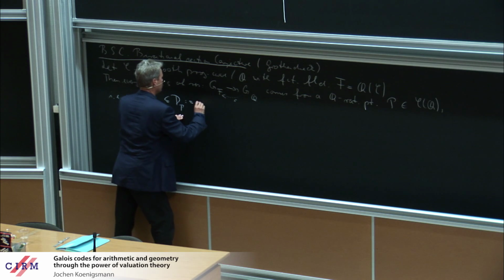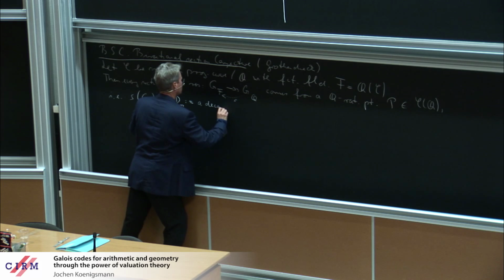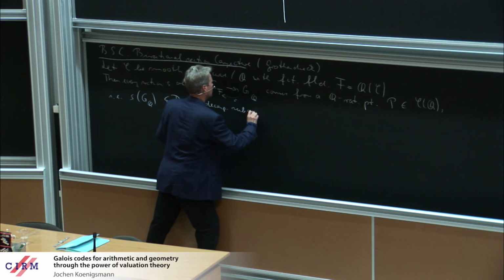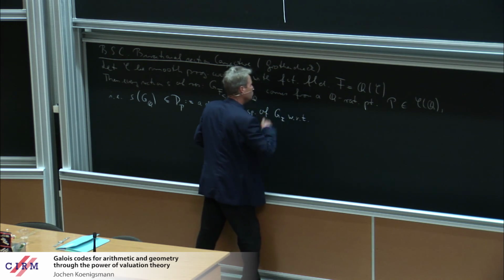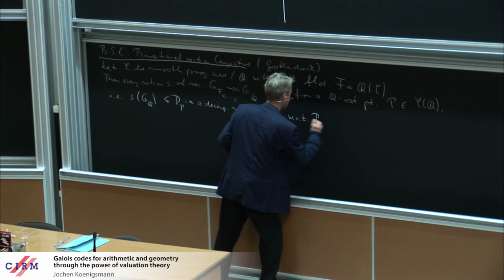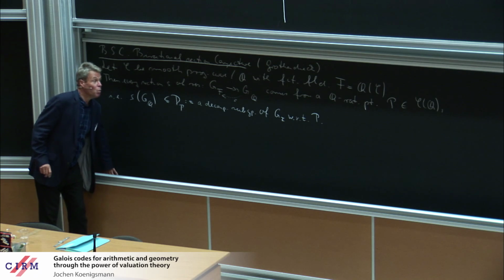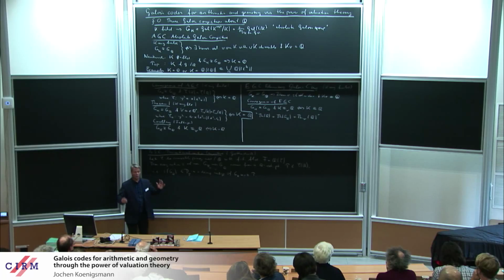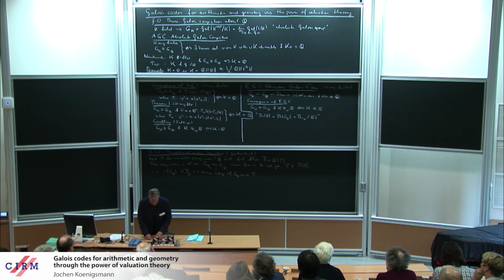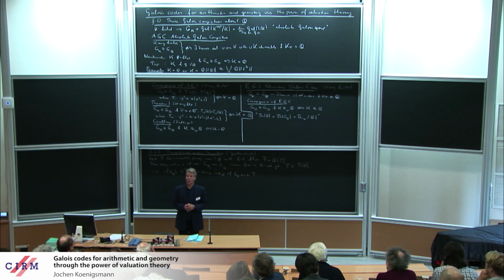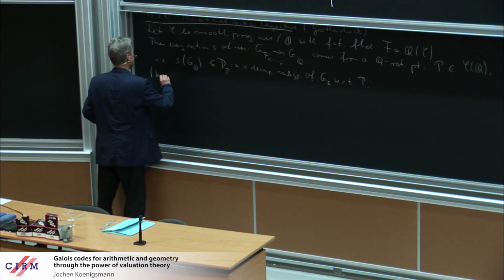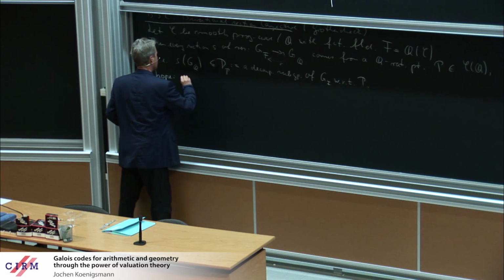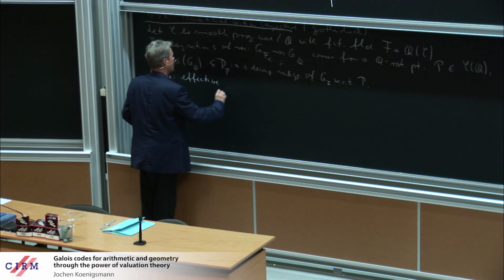So this D_P is just a decomposition subgroup of the absolute Galois group of the function field with respect to the valuation induced on F by P. Now, what is this good for? This is good for, hopefully, having an effective way of finding rational points on curves over Q. So the hope is that this gives us an effective Faltings.